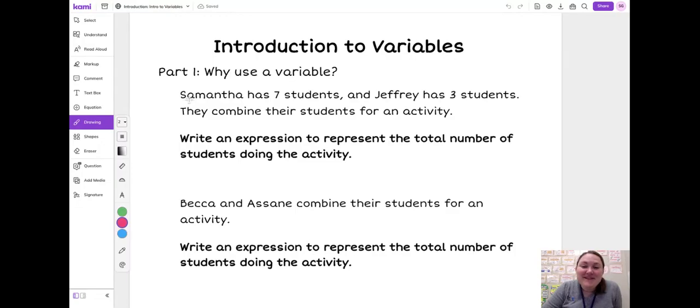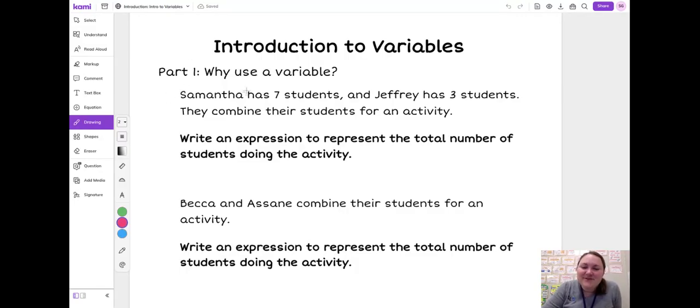The first one is Samantha has 7 students and Jeffrey has 3 students. They combine their students for an activity. This first one is review from previous lessons, so go ahead and try to write an expression to represent the total number of students doing the activity. Pause this video to do that now and then come back to see the answer.